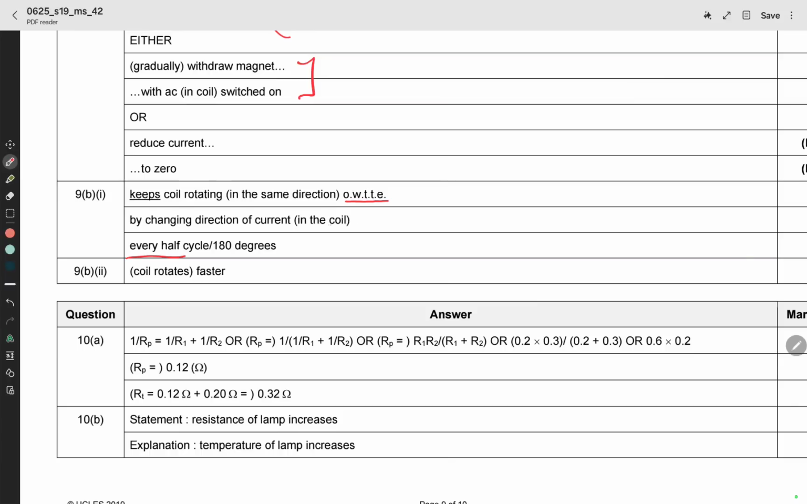So actually, what I said earlier was correct. I'd say by changing the polarity of the wire or the current. This is nice. First mark is keeps the coil rotating in the same direction. Second mark, it does it by changing the direction of the current every what? Every half a rotation. You could say every half cycle, every half rotation, whatever.